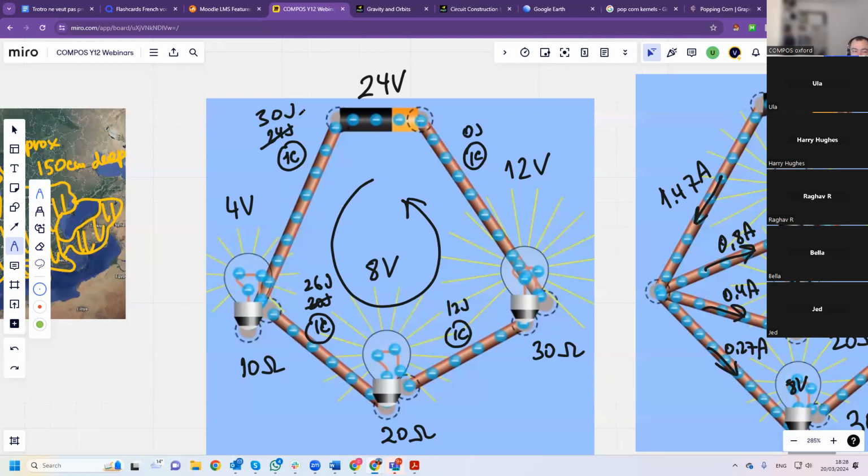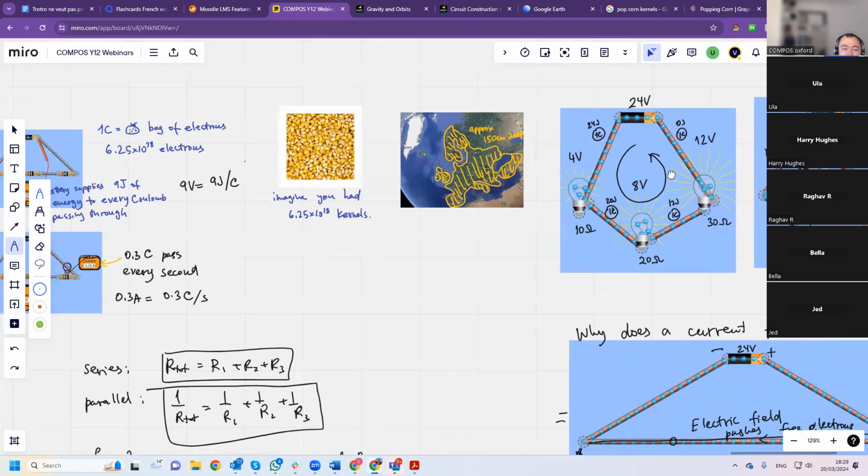So it's an arbitrary number. It's like gravitational potential energy. Gravitational potential energy depends on where you're measuring from. So yeah.